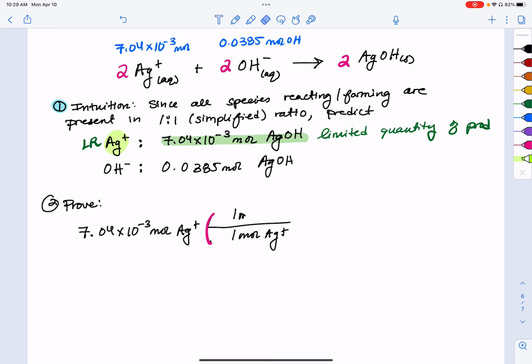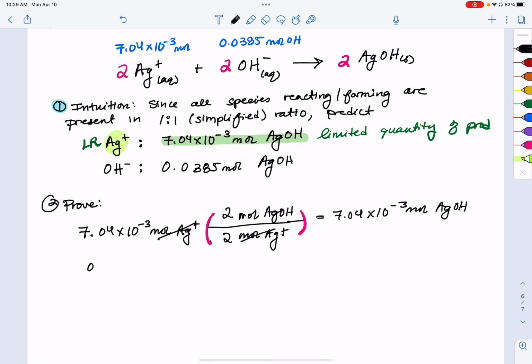I'm not going to use my reduce because I don't want to confuse you. For every 2 moles of silver reacted, I create 2 moles of silver hydroxide. So when I cancel, I'm realizing I am multiplying by 2 and then dividing by 2, which does effectively nothing. This gives me my 7.04 times 10 to the negative 3 moles of product. This definitely matches what we saw.